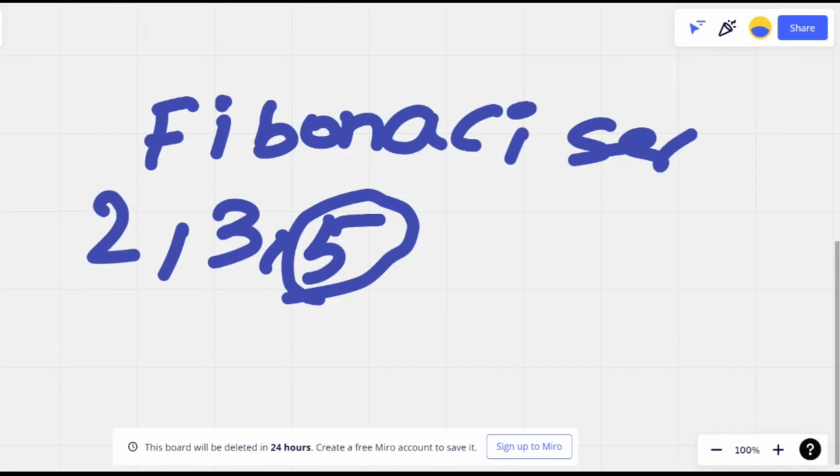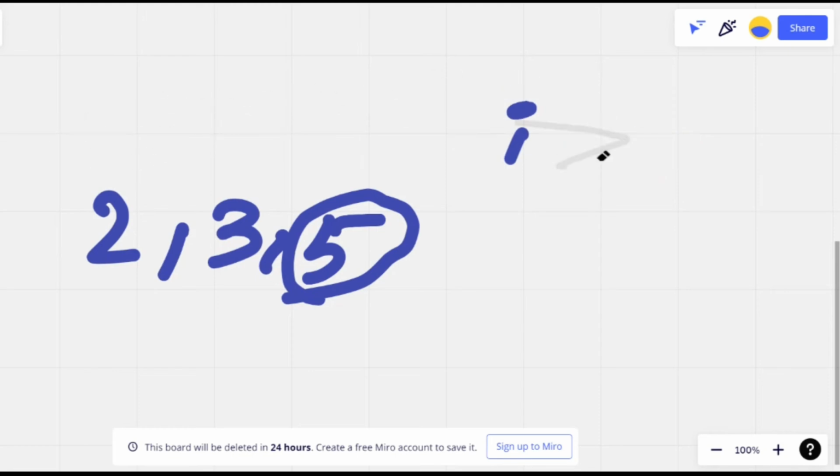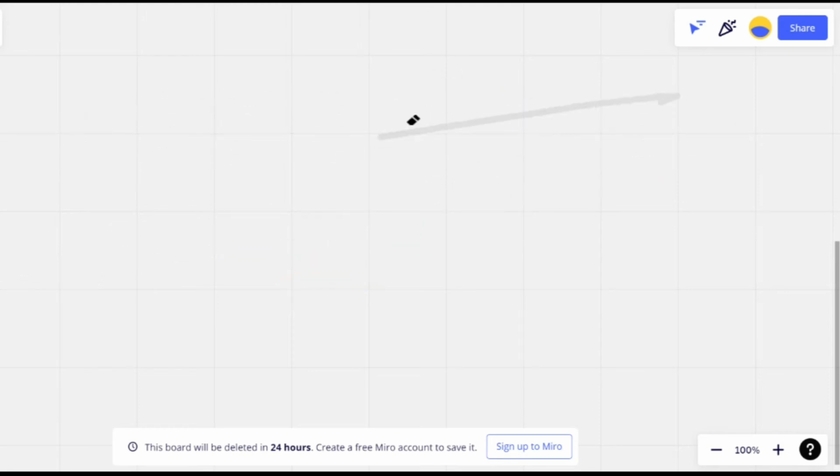Questions like this will be asked in any kind of examination, so do remember this Fibonacci series. For example, if you want an example, I can give you one.